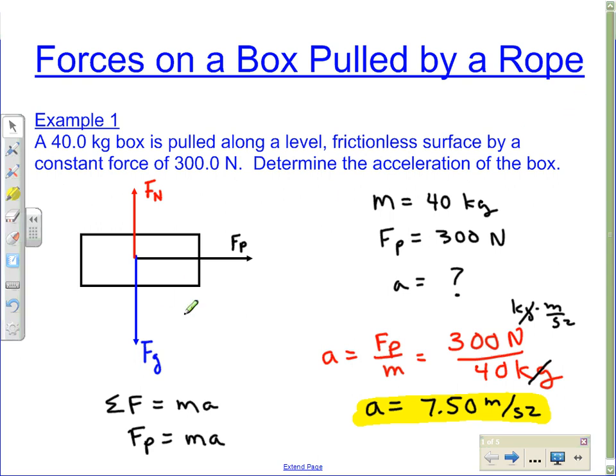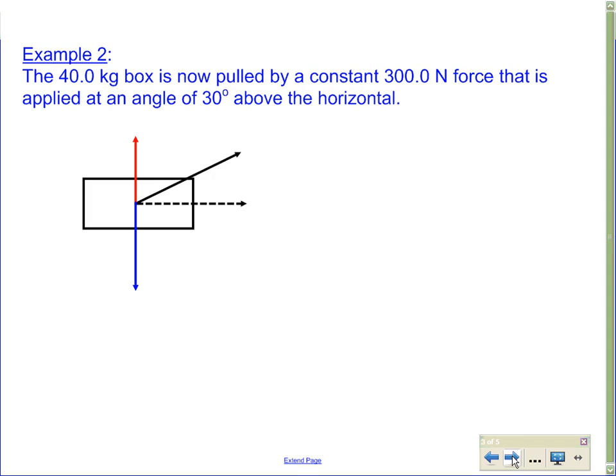Now, let's add an angle to our pull. So this time, I'm going to use the same mass of the box through these 4 examples, but we're going to change the pull. So the F pull now is 30 degrees above the horizontal. We still have the weight of the box, and we still have a normal force. It is a frictionless surface, so there's no friction.